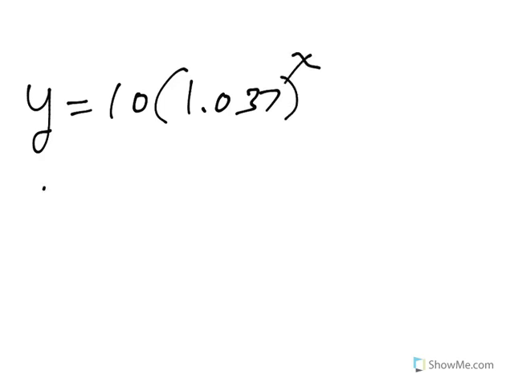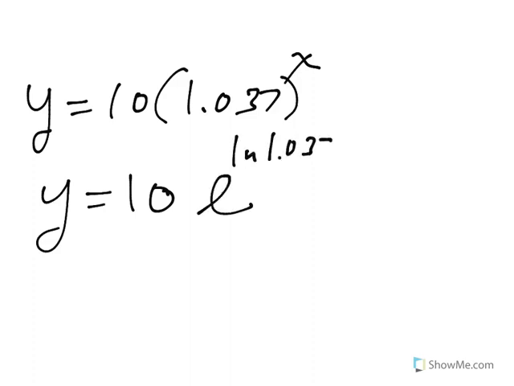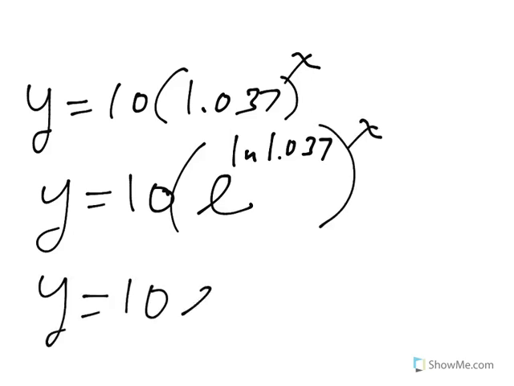Okay, the final question is, what if one of the 2 points... Oh, let me say another quick thing. If you have something in the a times b to the x form, it's actually pretty easy to change it into the e form. All you do is change the 1.037 to e to the ln 1.037. That's just a fancy way of writing 1.037. So it becomes 10 times e to the ln 1.037 times x. And this thing on the calculator is 0.036.